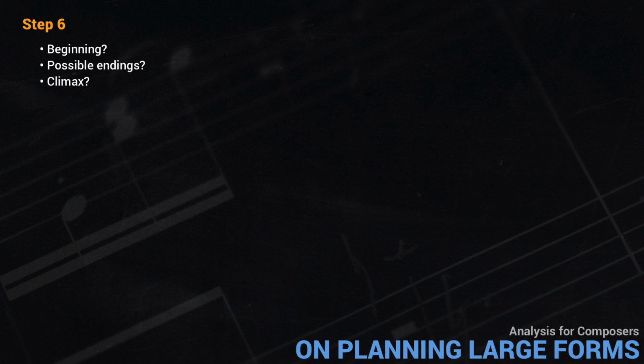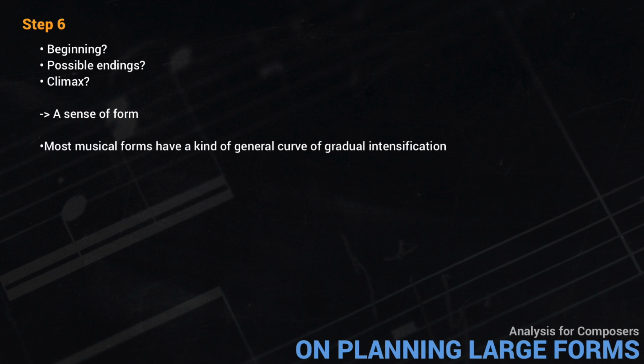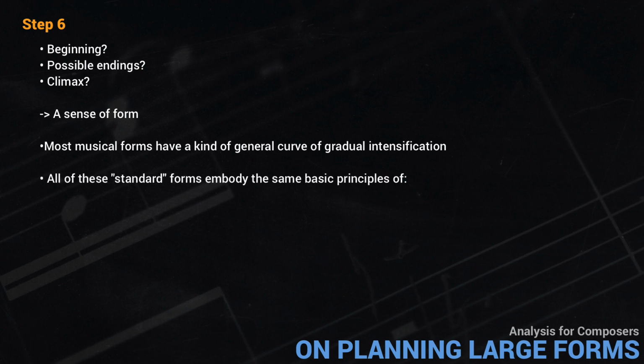These kinds of decisions require what we can call a sense of form. Most musical forms have a kind of general curve of gradual intensification, although not necessarily in a straight line, since the form also needs to breathe. An experienced composer will have done enough work in the academic practice forms to have developed at least the essentials of this feeling for what should happen and when. In fact, this is the main reason for a composer to study classical forms, since, properly understood, all these forms embody the same basic principles of intensification, contrast, transition, and of how to begin and end.